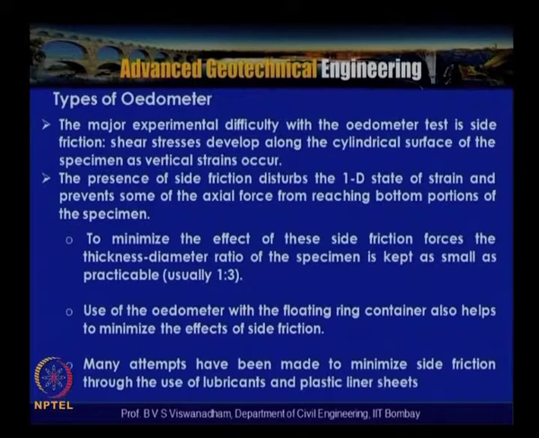The major experimental difficulty with the oedometer test is side friction, that is the wall friction. Shear stresses develop along the cylindrical surface of the specimen as the vertical strain occurs.